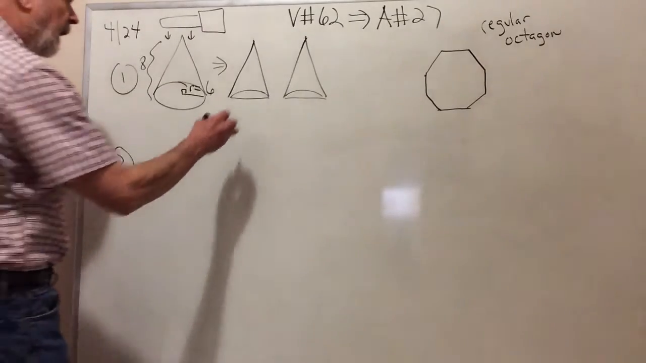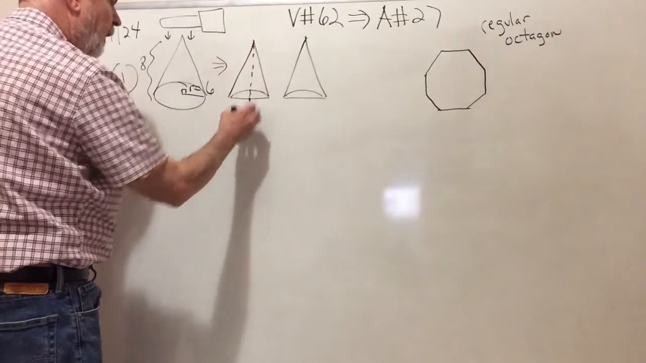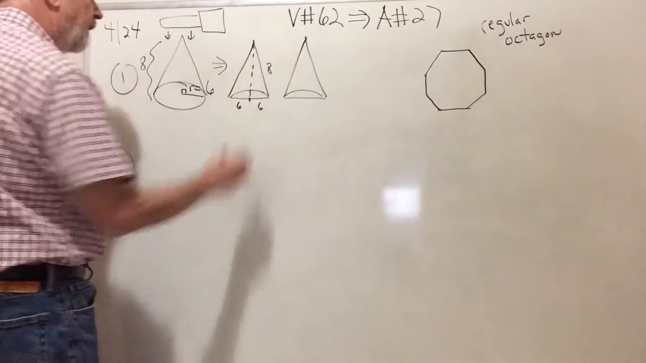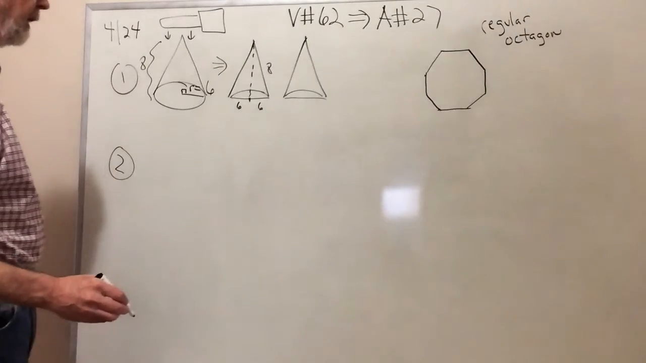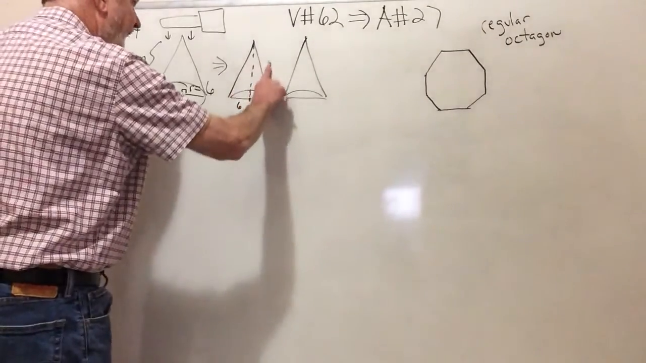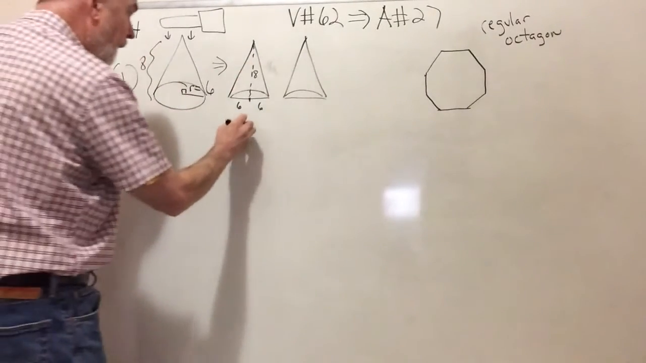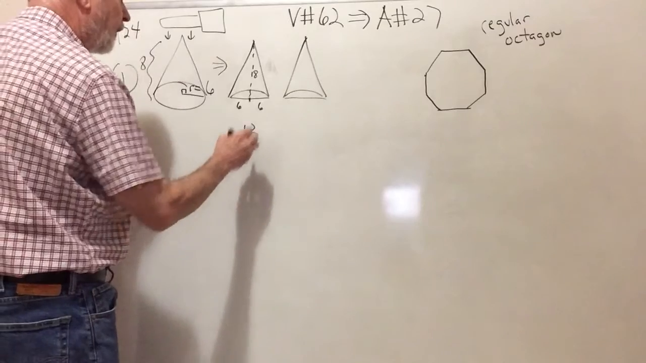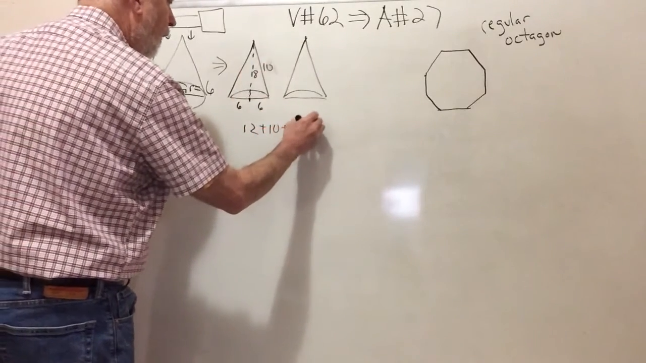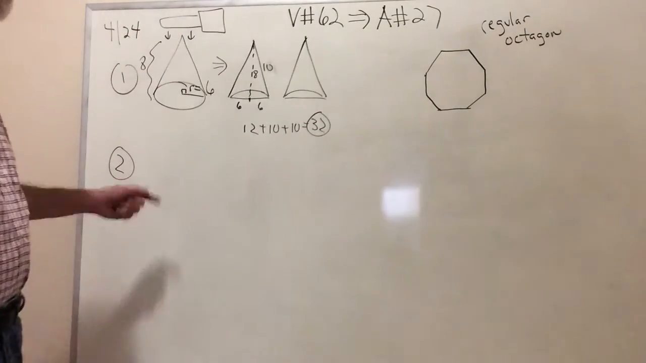Okay? And since we cut it in half and make a right triangle here, then this is 6, this is 6, and this is 8. Okay? So, excuse me, the height is 8, not the slant. And the height is 8. So the perimeter is going to be 6 plus 6 is 12, 6, 8, 10. So it's going to be 32 units.